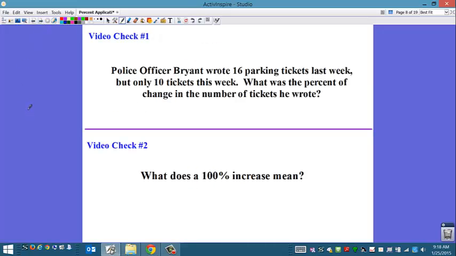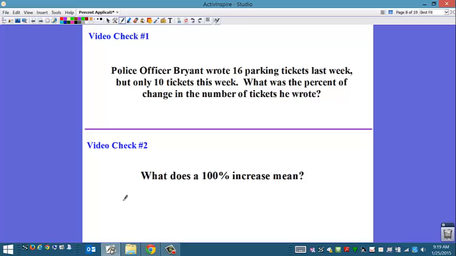Okay, video check number 1, you're going to do these on your percent applications part 2 checklist. Video check number 1, Police Officer Bryant wrote 16 parking tickets last week, but only 10 tickets this week. What was the percent of change in the number of tickets he wrote? So you're going to do this the same way we did the examples. You're going to find your percent of change, do your division, you'll change your decimal number into a percent, write an answer statement, make sure you identify if it is an increase or a decrease.